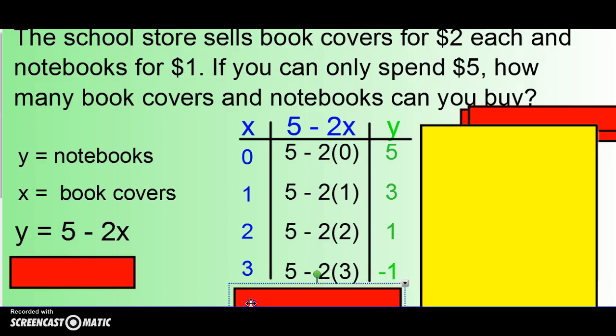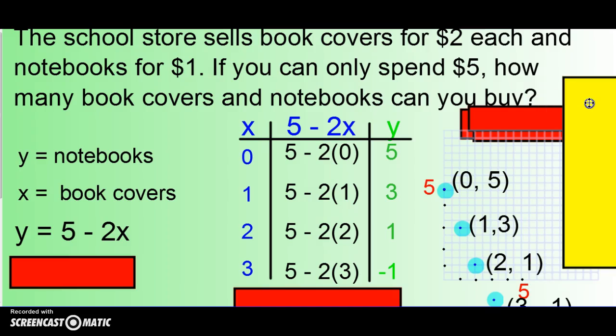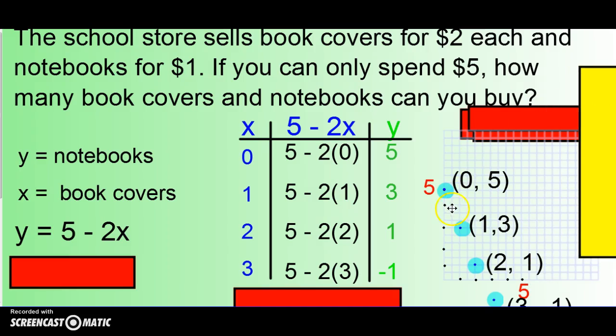You would actually get a negative number. Then your work tonight will say to graph it, and graphing it you would just say, my x is my 0, so stay on the 0 and then go up to 5. So here represents 0 book covers and 5 notebooks. If you bought 1 book cover, you would get 3 notebooks. 2 book covers, you would get 1 notebook. And then obviously this one's off the graph, and so that I graphed it, but it really wouldn't be an option.